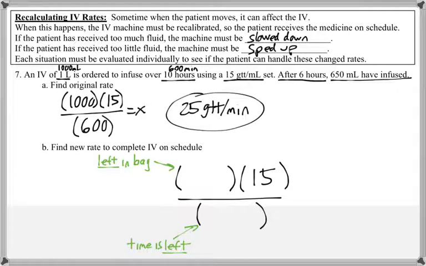It says 650 mLs have infused. So that means that the patient has already received 650 mLs. So to figure out how much is left, I need to subtract that from the original 1,000. And we get 350 mLs.